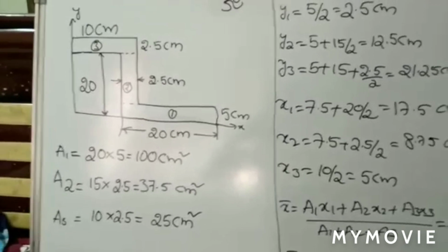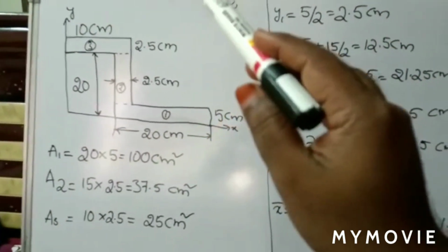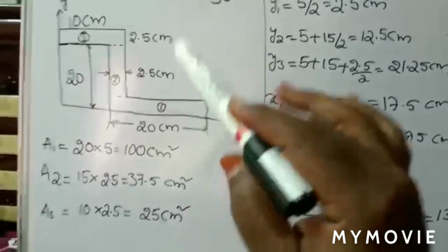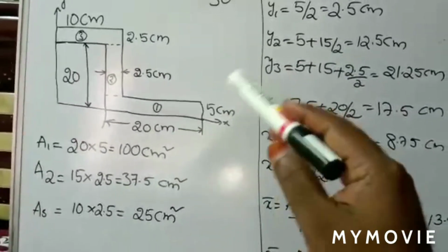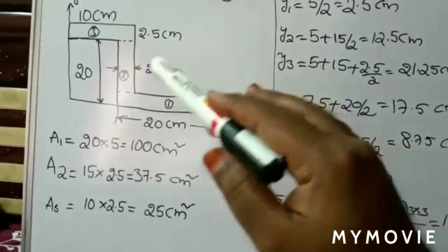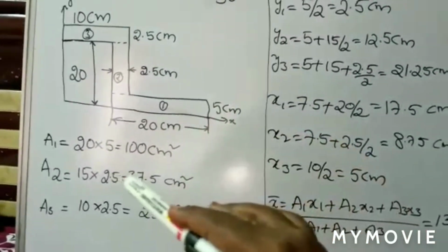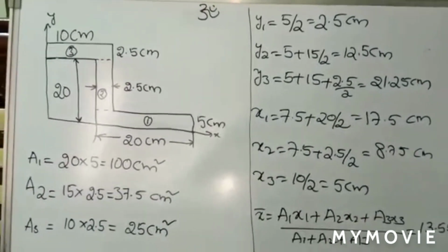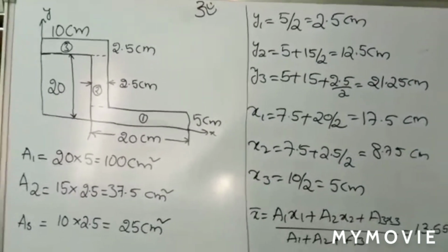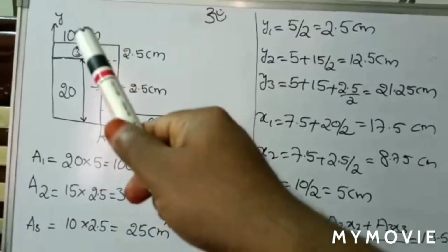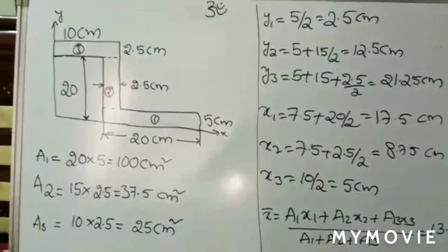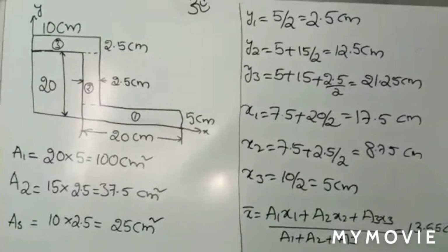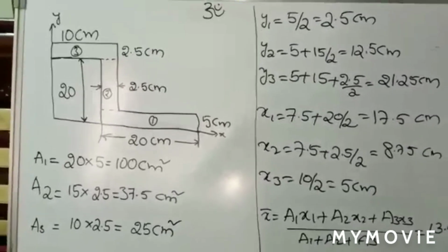You please understand, those 20 centimeters from top end to bottom end are divided up to part 1, so we require only the part 2 block. Part 2 block means simply subtract those 5 centimeters. So 15 into 2.5 is 37.5 centimeters square. Next, the third one, area 3: directly, 10 centimeters into 2.5 centimeters, that is 25 centimeters square. This is how you calculate the area of this section.